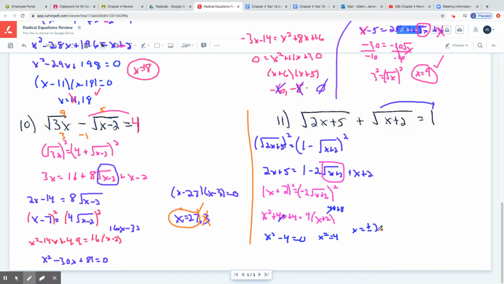Now, last thing, we have to check our answers. If I check positive 2, 2 times 2 is 4. 4 plus 5 is 9. Square root of 9 is 3. 2 plus 2 is 4. Square root of that is 2. 3 plus 2 is not 1. So positive 2 does not work.